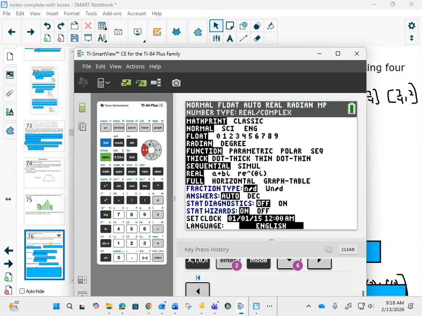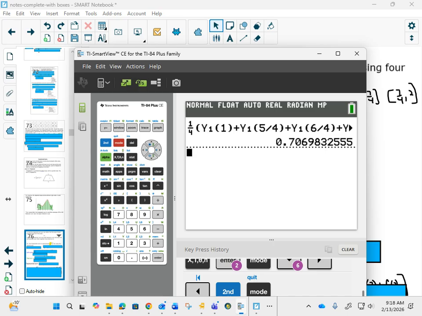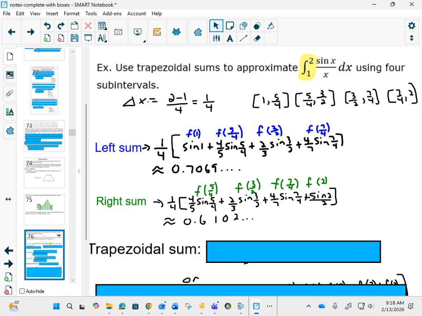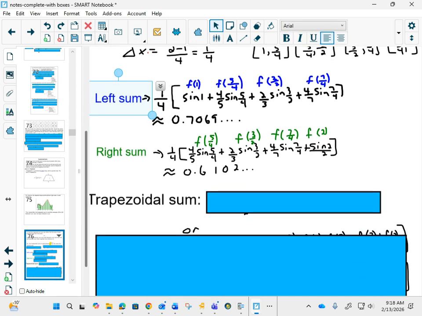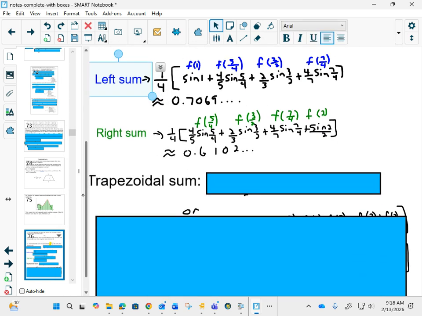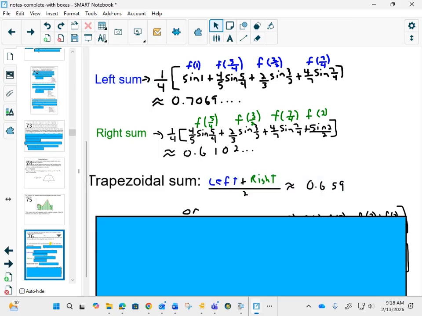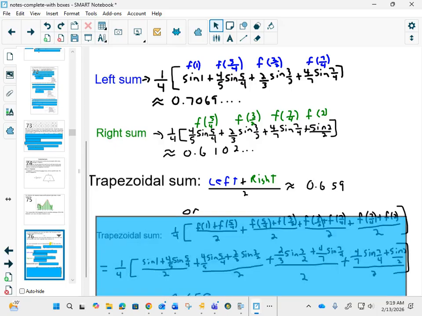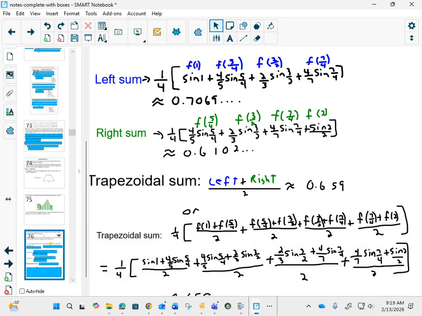Really push your limits. Okay, so some helpful things to see with your calculator. We could do the same thing left and right. We've got it now. Our trapezoid one will just be adding them up and divide by 2. Or you could have used your trapezoid formula.